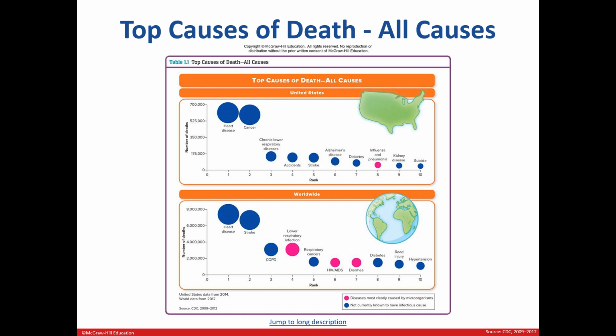If you look at this picture of the top causes of death, we have diseases caused by microorganisms depicted in fuchsia, and those diseases that are not currently known to be caused by a microbe, depicted in blue. Here in the United States, heart disease and cancer are the top causes, whereas worldwide we can see lower respiratory infections making the top 4. This can likely be attributed to the lack of access to medications.